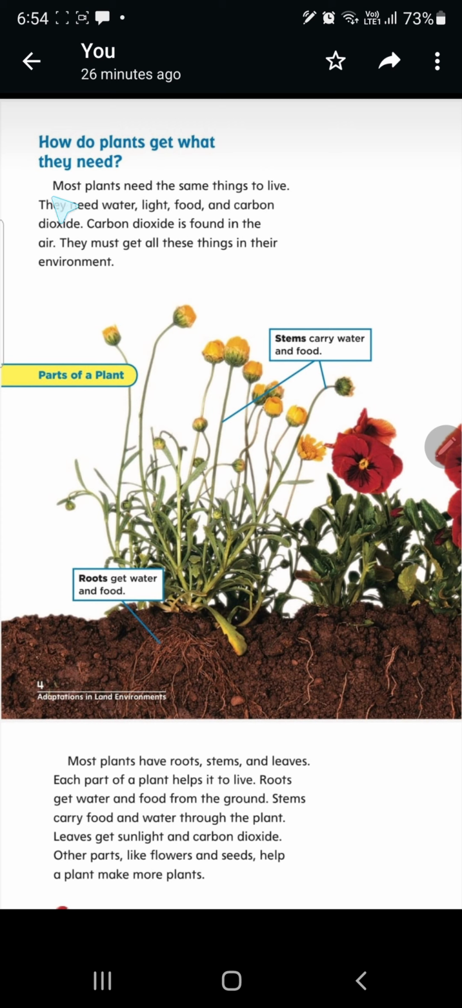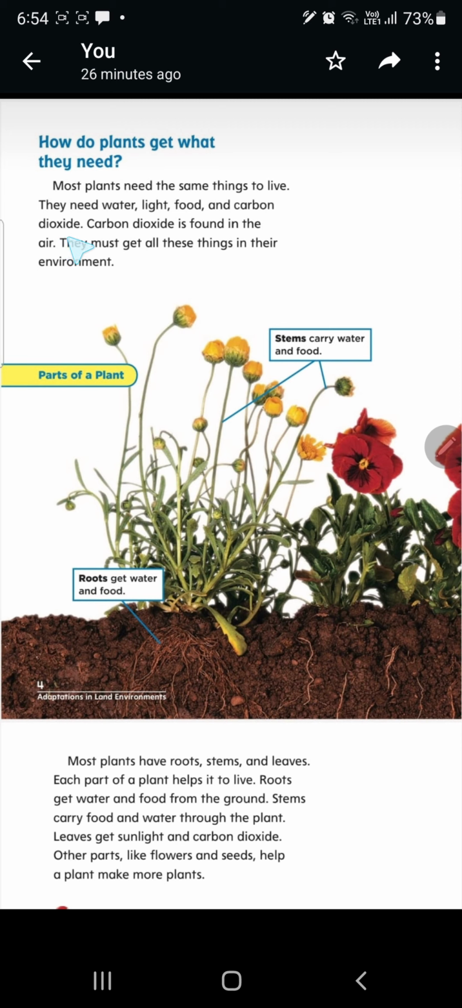The second lesson. How do plants get what they need? We studied before. What do plants need to live or to grow? Awesome. Water, air, soil. Soil means a place. And the sun. Most plants need the same things to live. They need water, light, the sunlight of course, food, and carbon dioxide. From where can the plant get carbon dioxide? From the air. I can get oxygen and I can get carbon dioxide.